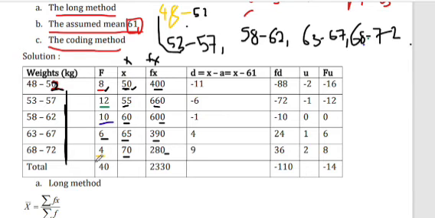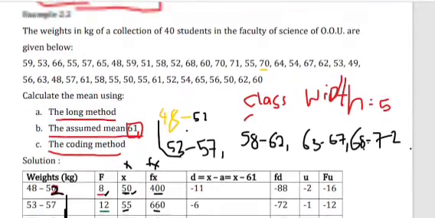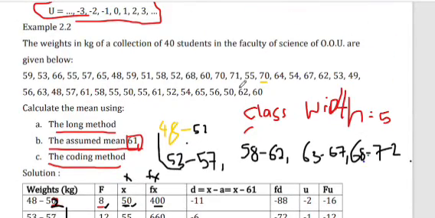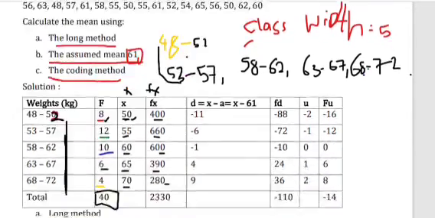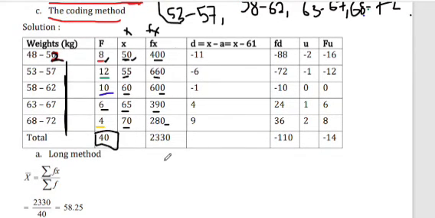Now, this 40 that is here is the sum of the frequency. 8 plus 12 plus 10 plus 6 plus 4 is 40. Or you just come to this place and count all these numbers, all of them. That will give you what? 40.